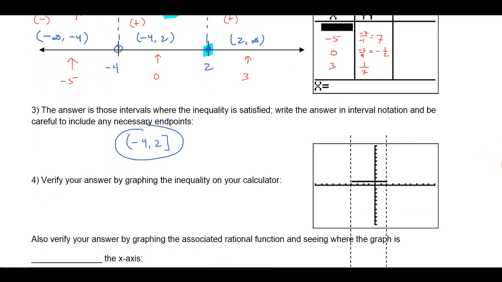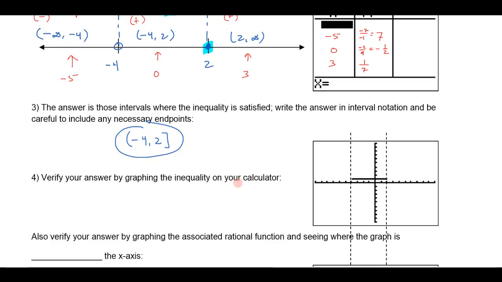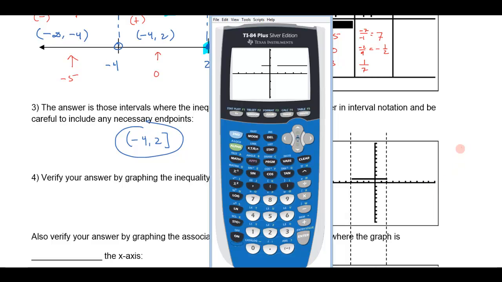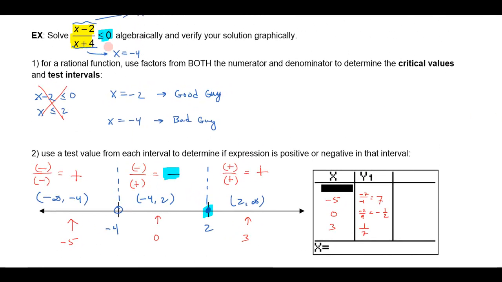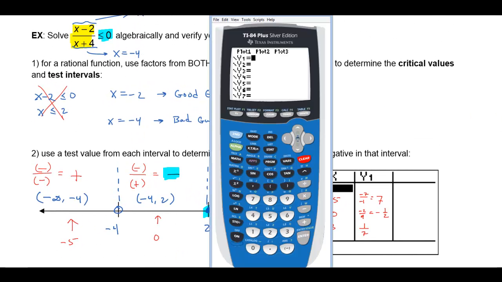Now I can also verify my answer by graphing the inequality and the function on my calculator. So if I were to go here, and let's graph x minus 2 over x plus 4. Let me just graph that on my standard window here and see what we get. Looks something like that.